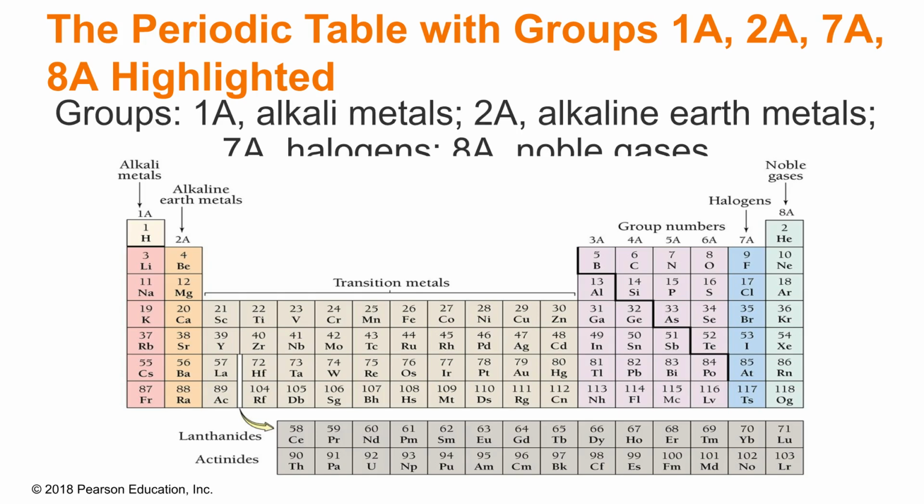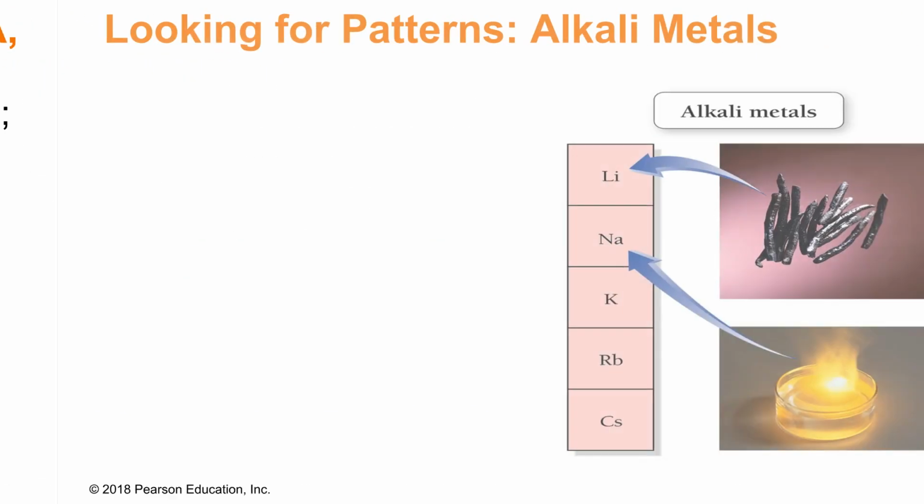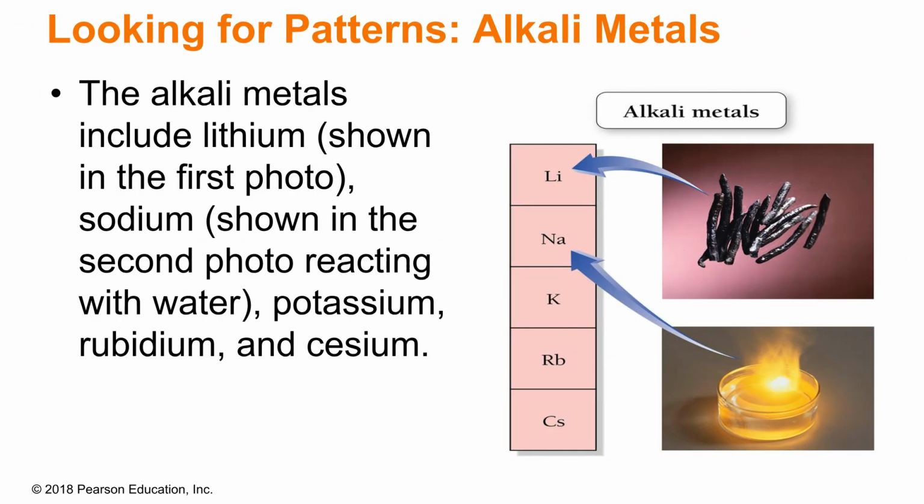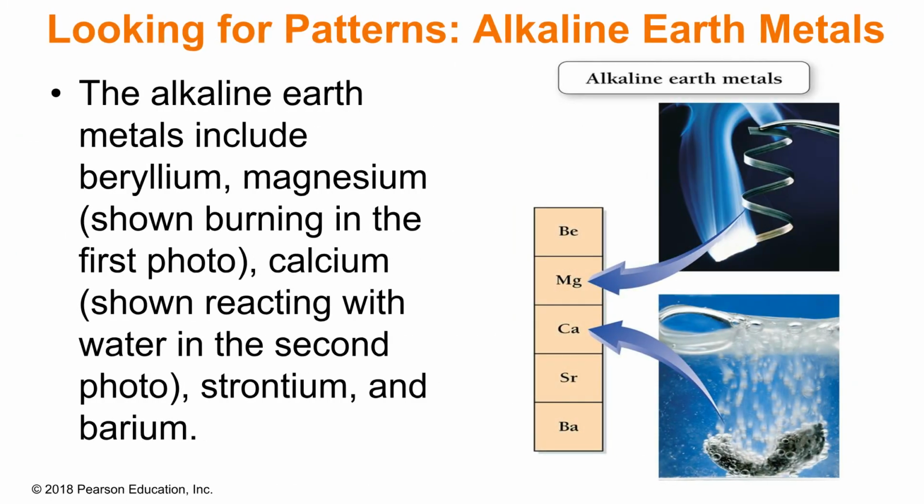The periodic table organizes elements into specific groups. Key areas include Group 1A, the alkali metals, Group 2A, the alkaline earth metals, Group 7A, the halogens, and Group 8A, the noble gases. Alkali metals, such as lithium, sodium, potassium, rubidium, and cesium, are highly reactive elements found in the first group of the periodic table. Alkaline earth metals include beryllium, magnesium, calcium, strontium, and barium. These elements typically exhibit distinctive reactive properties.